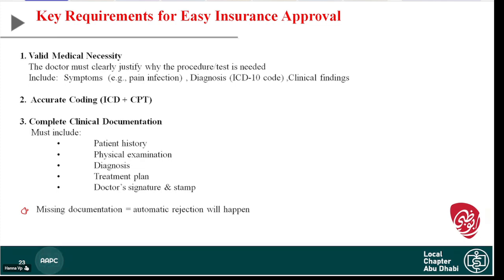Then the next requirement for insurance approval is complete clinical documentation. What must be included? What are the main clinical documents, guys? The patient history, the physical examination of the patient, body system, and diagnosis, treatment plan, doctor's signature and stamp. So guys, if any documentation is missing, automatically rejection will happen. This is the third requirement you should keep in mind.